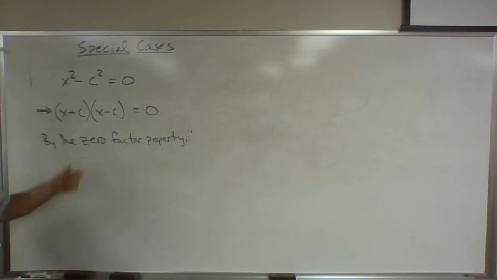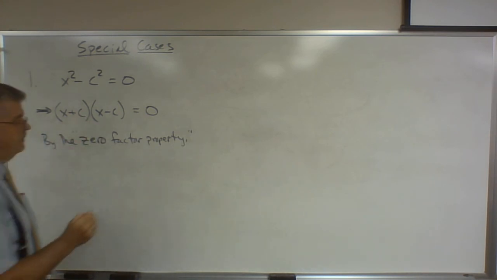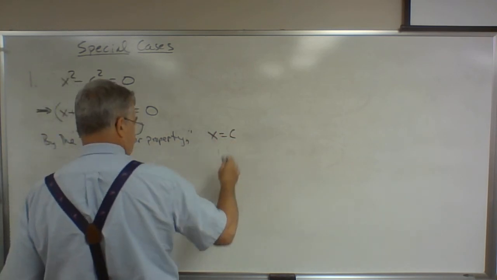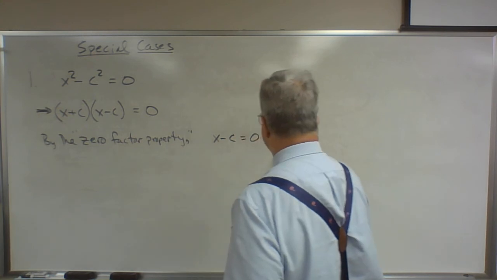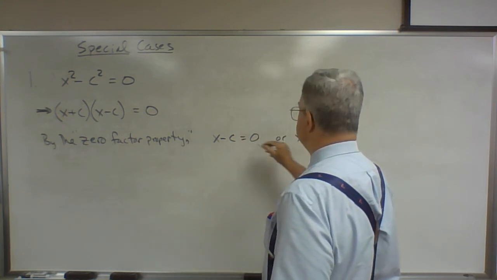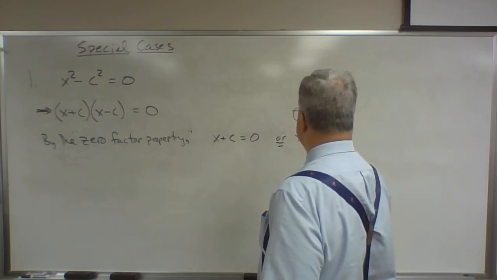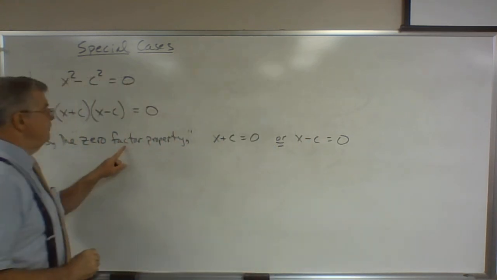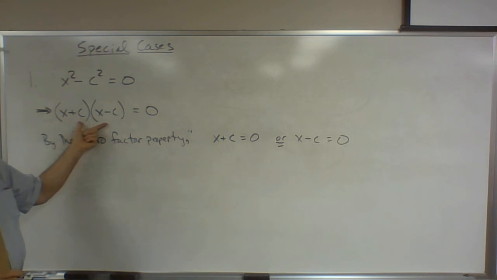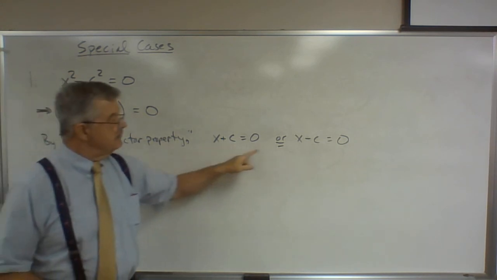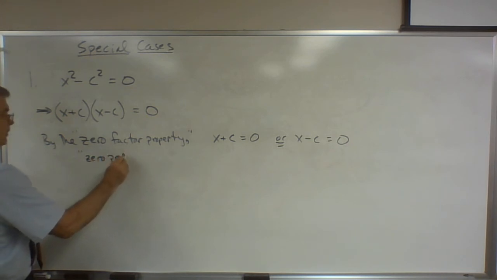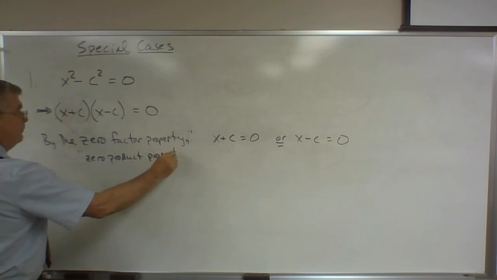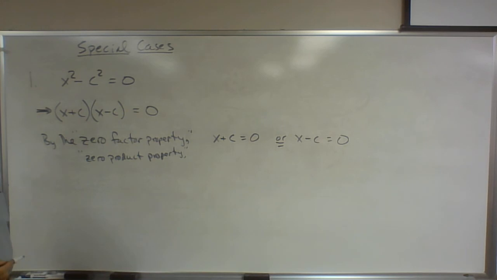The zero factor property says if we have the product of two factors and we get 0, one of these two factors has to be equal to 0. By the way, our book calls this the zero product property. So you might be familiar with that expression instead.